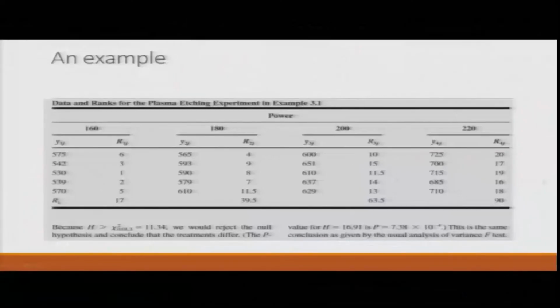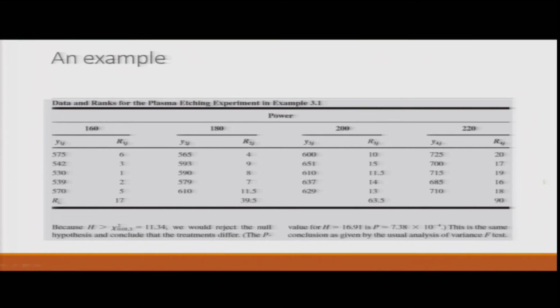So, the data is collected for the plasma etching problem, again going back to the etching problem, for the 160 watts power. For the first treatment, the jth readings Yij for j equal to 1 is 575, then for 2 it is 542, then 530, then 539, then 570. The rank values are given as Rij: the first one gets the rank of 6th, then 3rd, then 1st, 2nd, 5th, and the total rank is 17, you add them up.